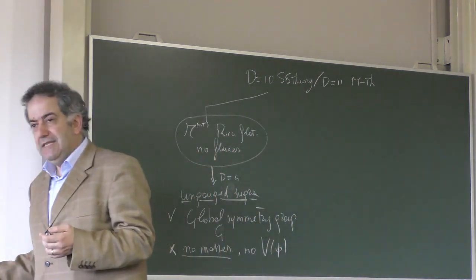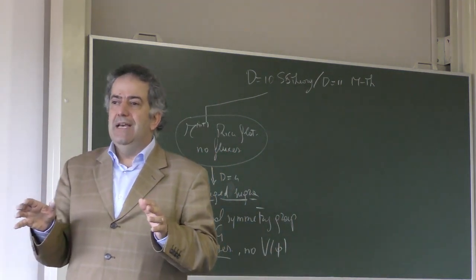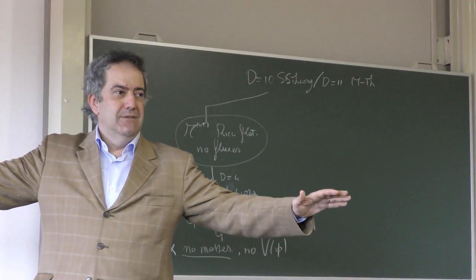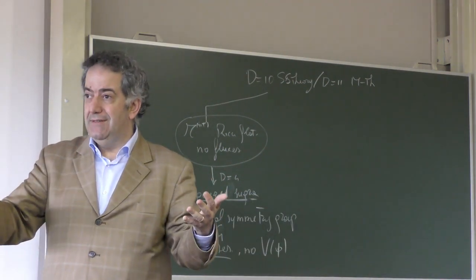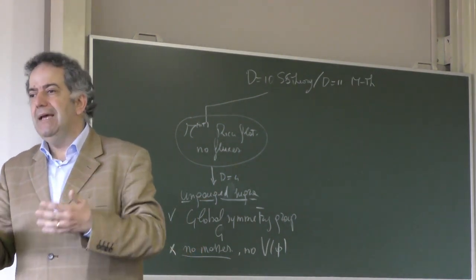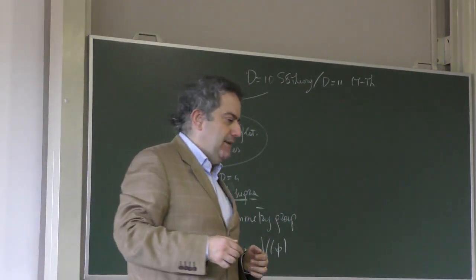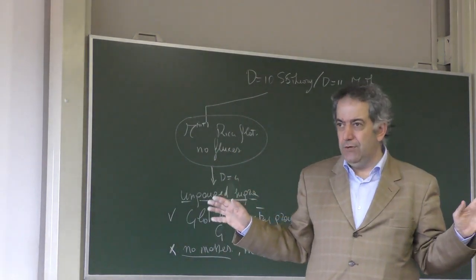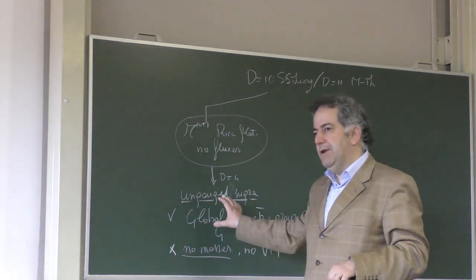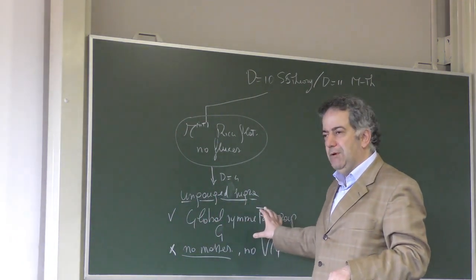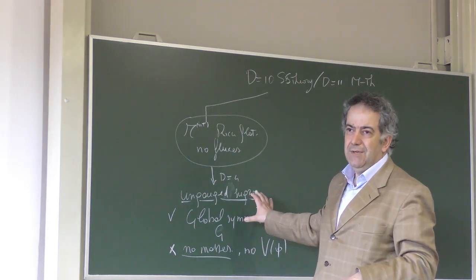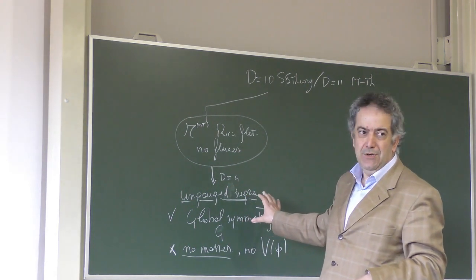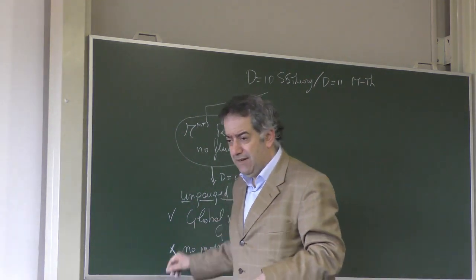This means that these theories have a lot of flat directions, massless scalars which couple to gravity. So this would imply long range interactions which are not observed in our universe. So from a phenomenological point of view, these theories are very bad, okay? They are undesirable because they have these features.